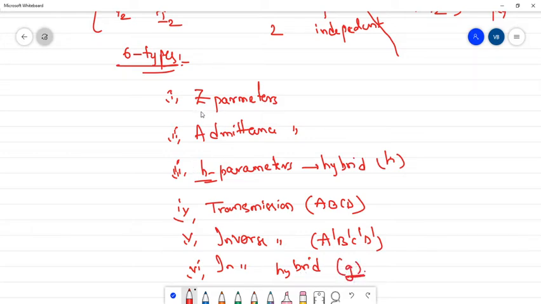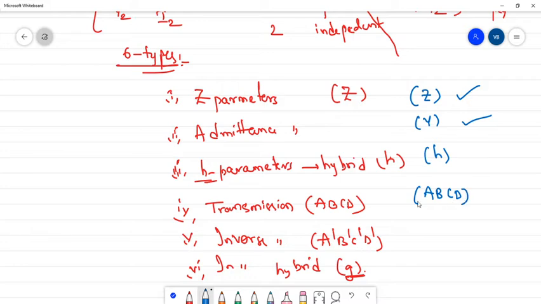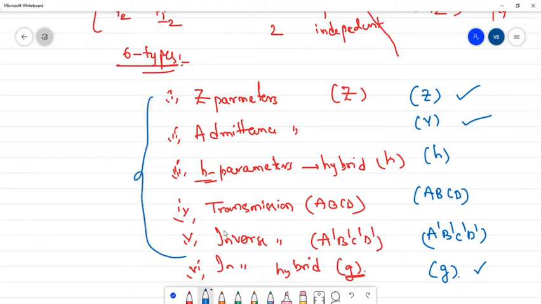Okay, so the first parameter is impedance parameter, indicated with Z. I will represent it in blue color. Impedance parameter is represented in Z. Admittance parameter is represented in Y. H parameter is represented in small h. Transmission parameters are represented in ABCD. Inverse transmission is represented in A bar, B bar, C bar and D bar. And lastly, inverse hybrid parameter is represented in small g. So if we finish all these two-port network parameters, we finish this chapter.